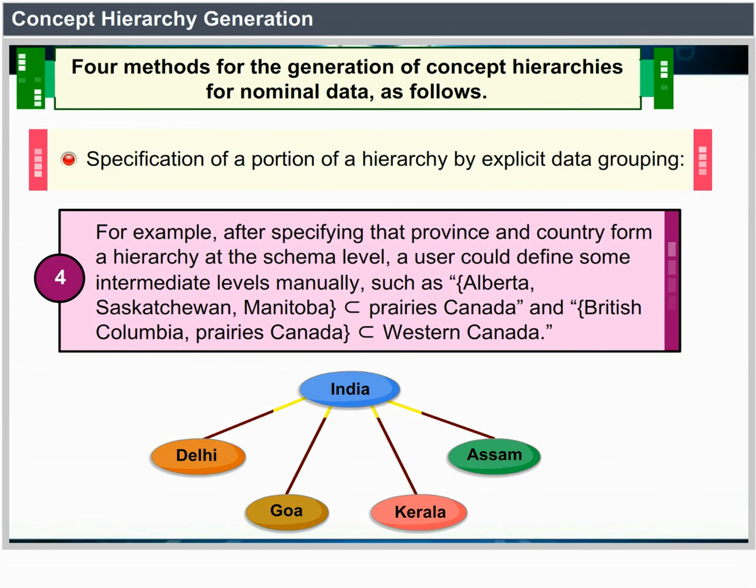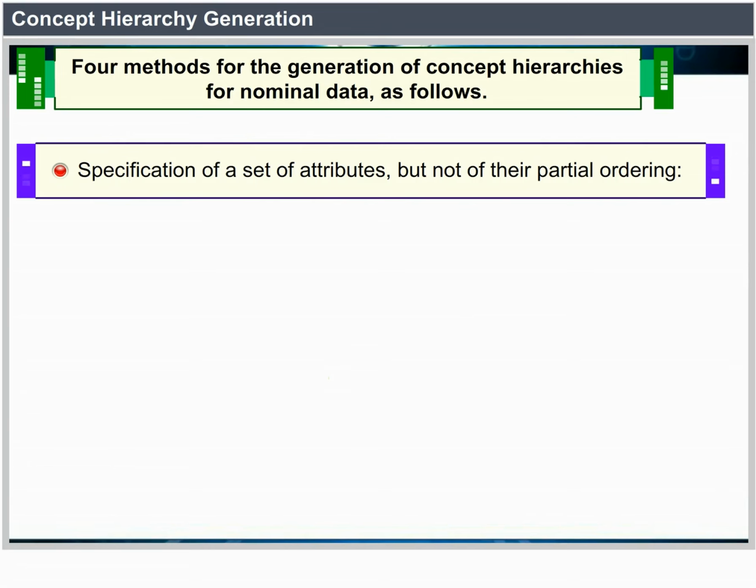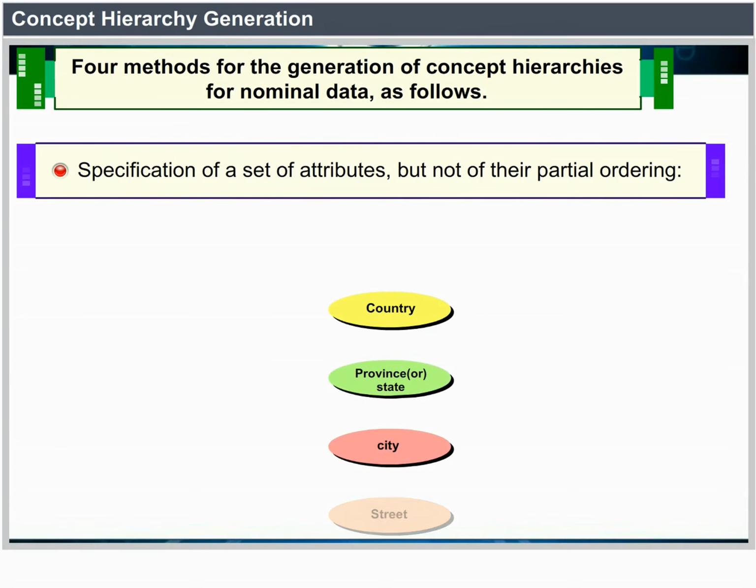For example, after specifying that province and country form a hierarchy at the schema level, a user could define some intermediate levels manually, such as Alberta, Saskatchewan, Manitoba as a proper subset of Prairies, Canada, and British Columbia, Prairies, Canada as a proper subset of Western Canada. Specification of a set of attributes but not of their partial ordering.